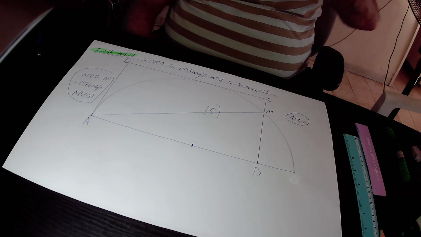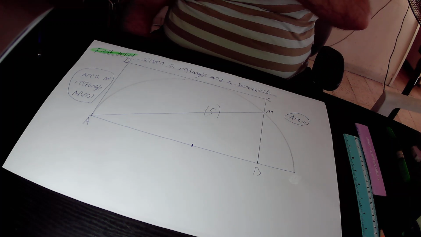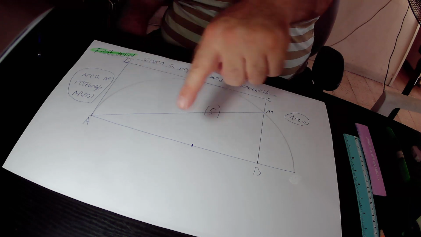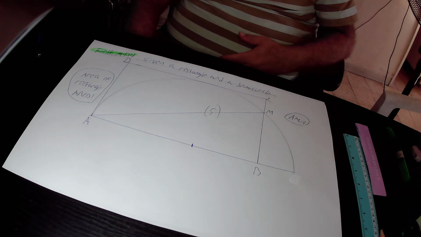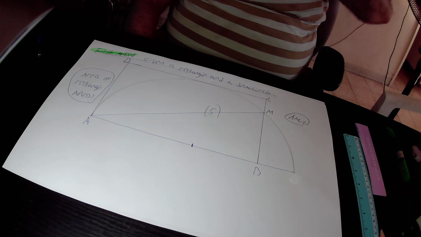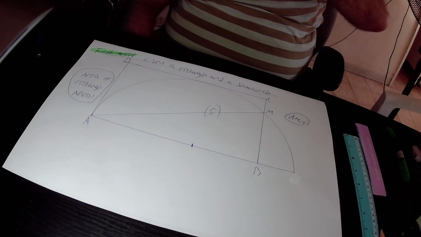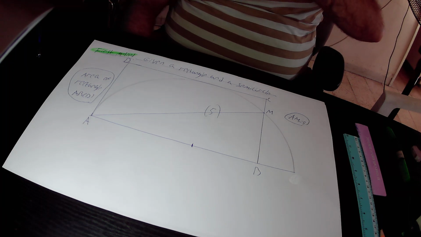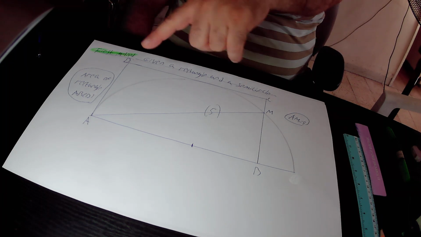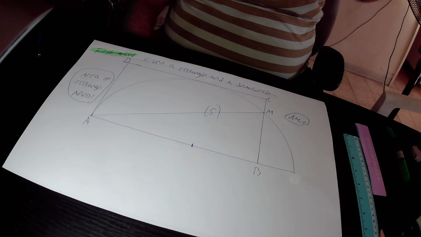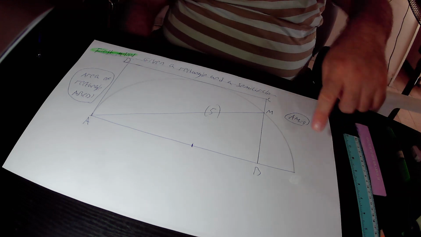Our mission in this second question is to find out the area of this rectangle ABCD. I'll repeat again that we will find the area of this rectangle ABCD in two different methods. So we'll start with the first method. In the drawing we have rectangle ABCD, and we have also this semicircle.